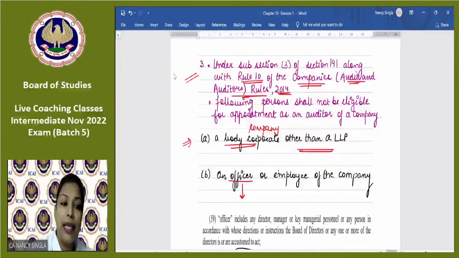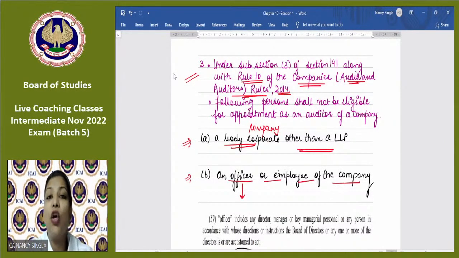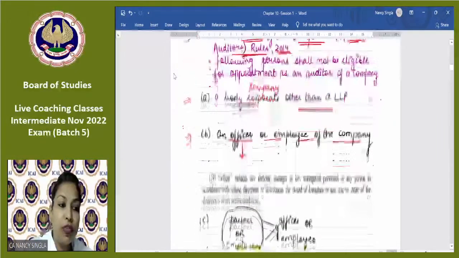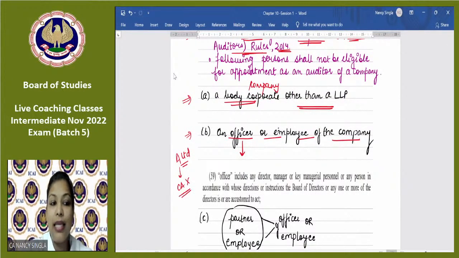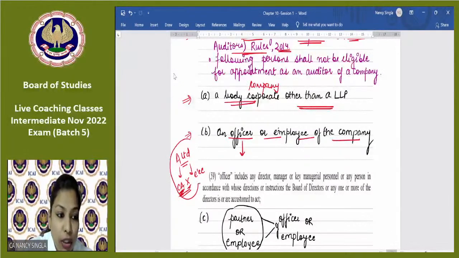Okay. Then point number 2, an officer or employee of the company. For example, let's say A Limited is the company and CA X is an employee of this company. He is a chartered accountant. He is an employee of this company. Okay? So he cannot be appointed as an auditor of this company.